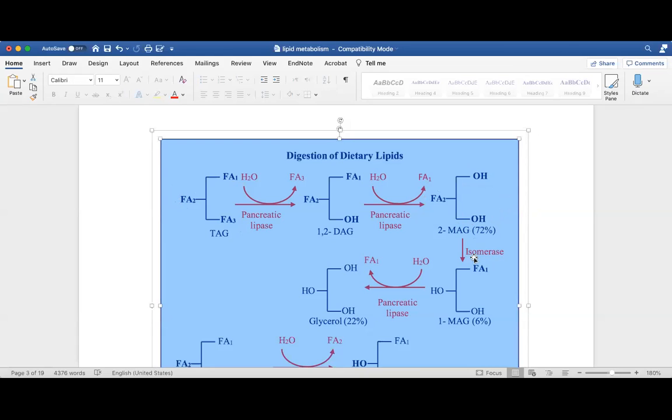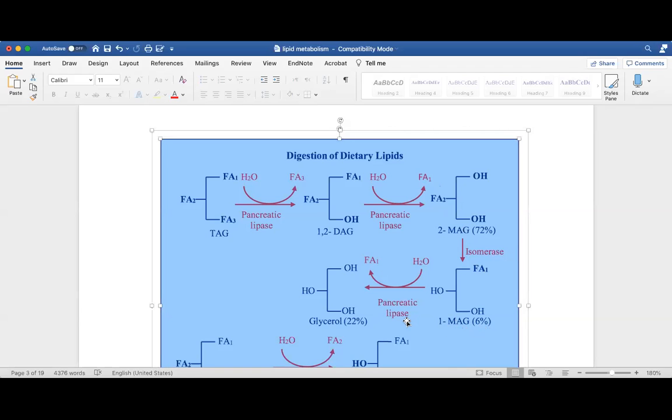Okay? There is an isomerase enzyme. What does this isomerase do? It makes translocation of the fatty acid from position number 2 to position number 1. Again, an isomerase enzyme translocates the fatty acid from carbon number 2 of glycerol to carbon number 1. This is position number 1. This is called MAG number 1, meaning the fatty acid is attached to position number 1. MAG means monoacylglycerol. 6% of fatty acid in our diet is converted to monoacylglycerol.